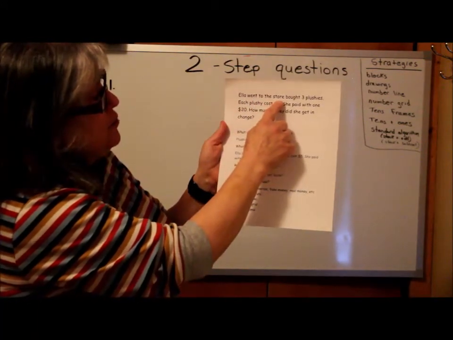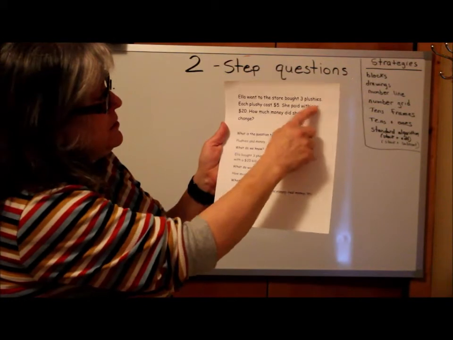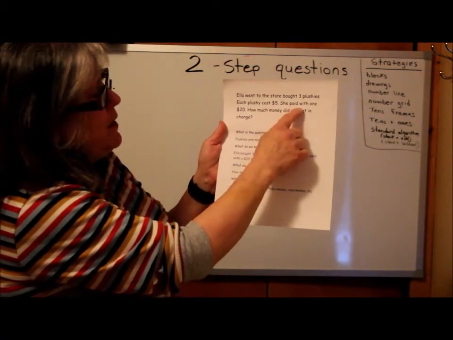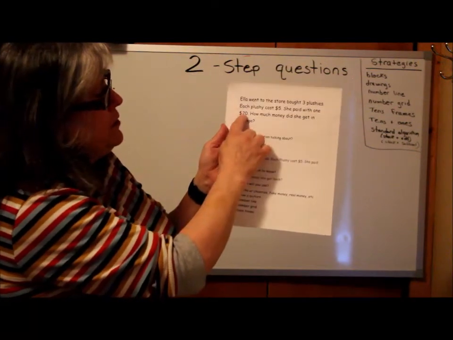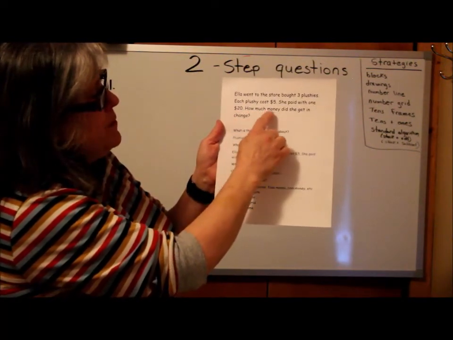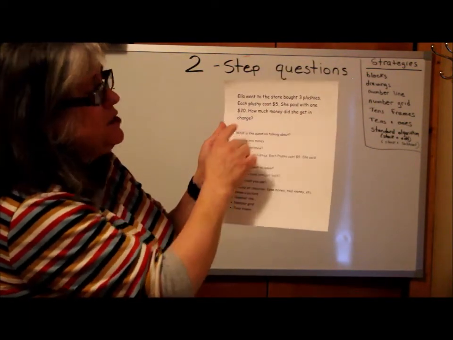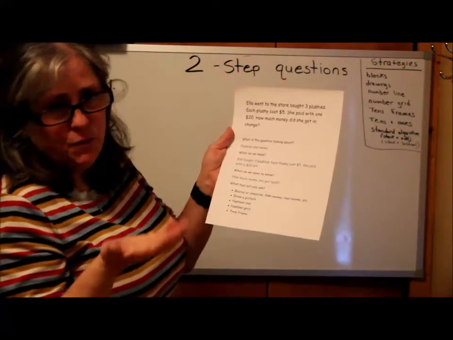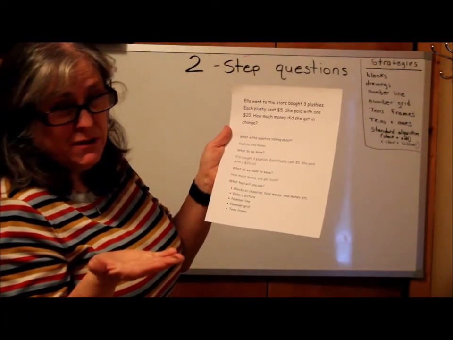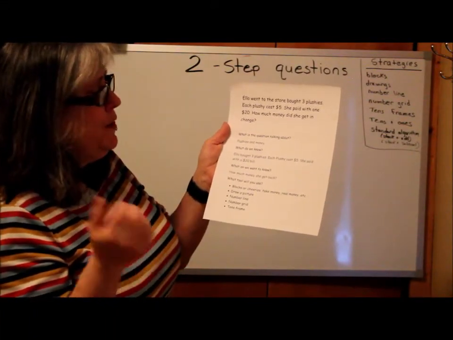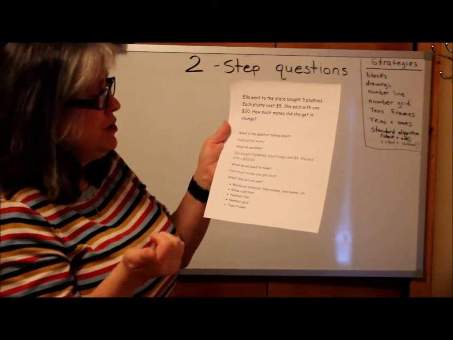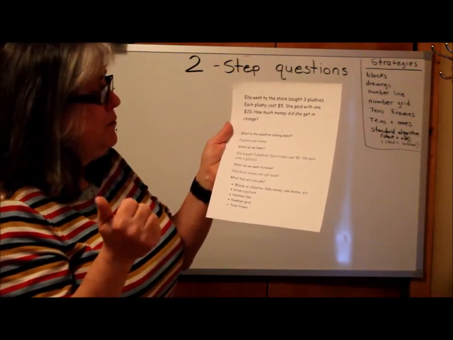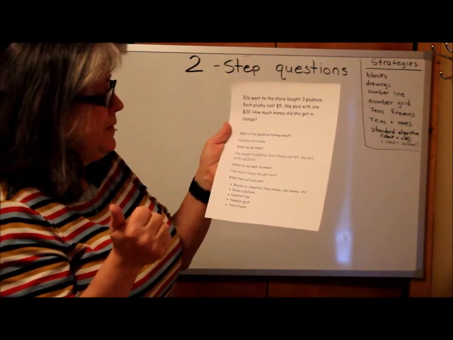Ella went to the store and bought 3 plushies. Each plushie cost $5. She paid with one $20 bill. How much money did she get in change? Okay, so what do we know? Well, we know she bought 3 plushies, right? And we know that each plushie cost $5. And we know that she paid with a $20 bill.